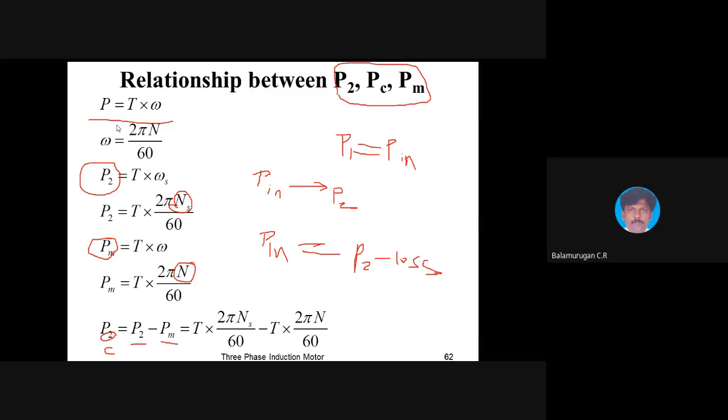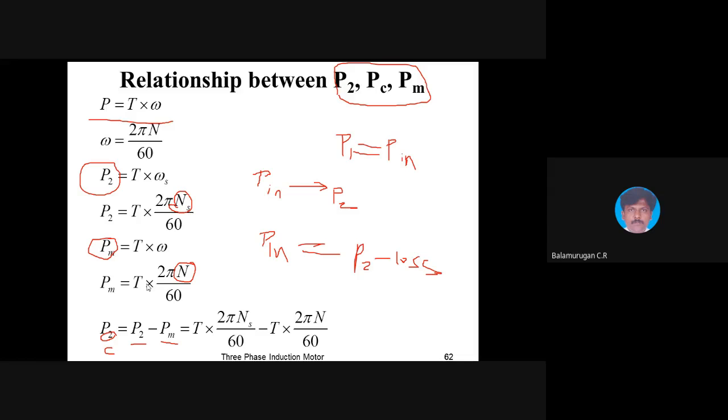Okay, so from the basic equation, we are obtaining all the values. Where you have to put NS and where you have to mention N: if the parameters are related to the stator, you mention the synchronous speed. If the parameters are related to the rotor, you have to mention the running speed. So that you have to remember.